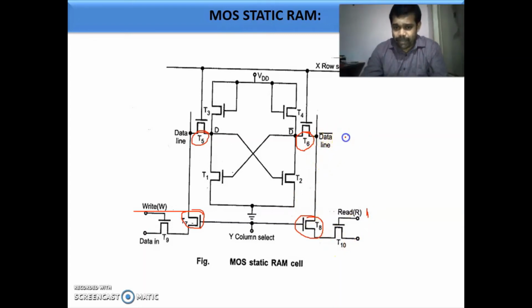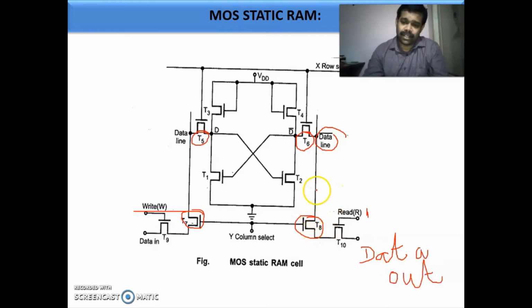When you are making this read line 1, this data bar line will be connected to the data out. Since T8 is conducting, the data you have here you will be getting at this point. Whether it is 0 or 1, since transistor T10 is conducting, whatever it has at the input, here it will be getting as output. But the data out you are getting is the complement of the actual output. Since the data bar line is connected to the output, what you are getting is the complement of what you have to get.